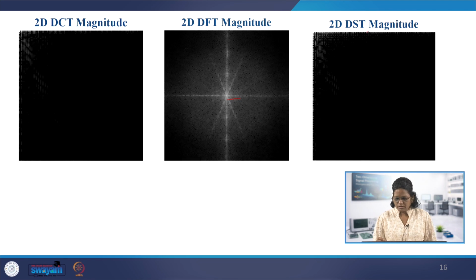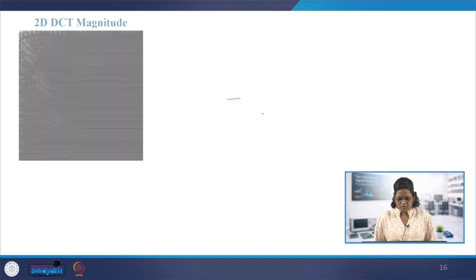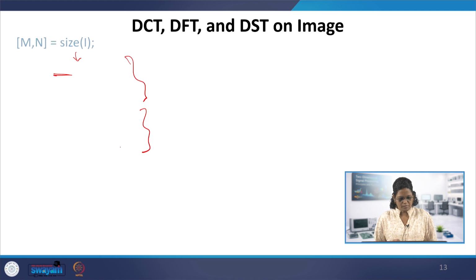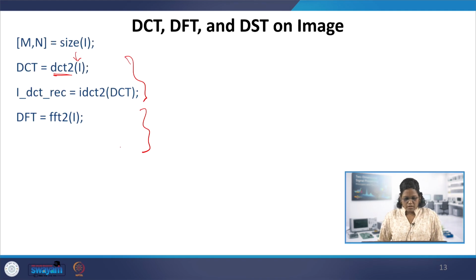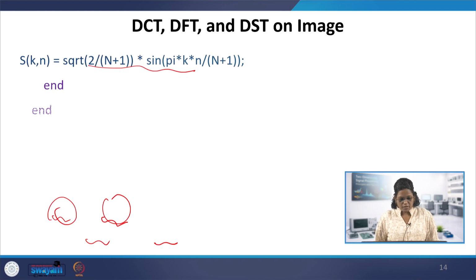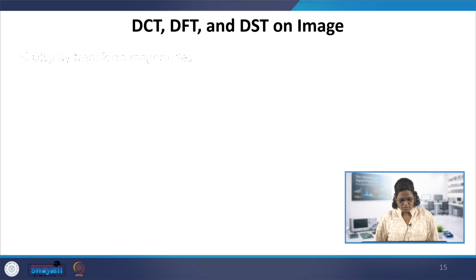Also in the case of this 2D DST, it shows only small variations here. There is not much information from the DST magnitude as well, but in this DFT magnitude you can see the changes in frequency. The example image we have taken has horizontal lines, major horizontal lines and some vertical lines as well. So these variations are easily seen as frequency variations; high frequency components are visible in the case of DFT.